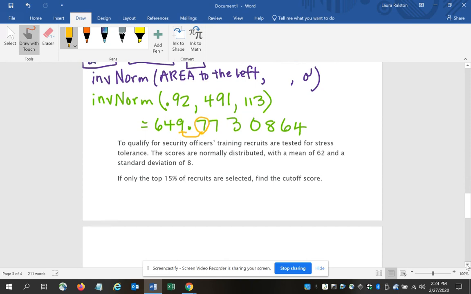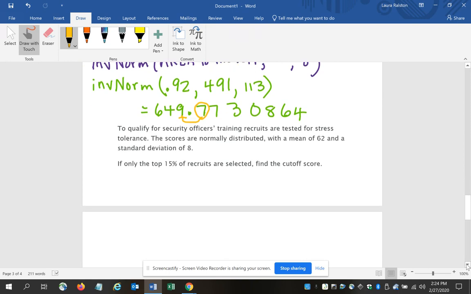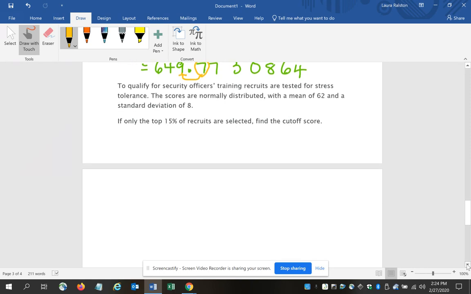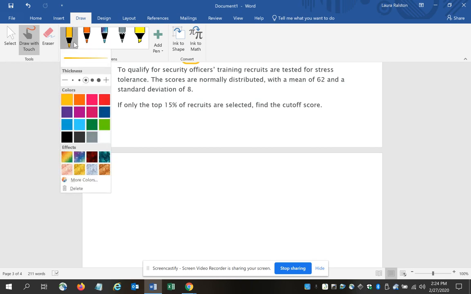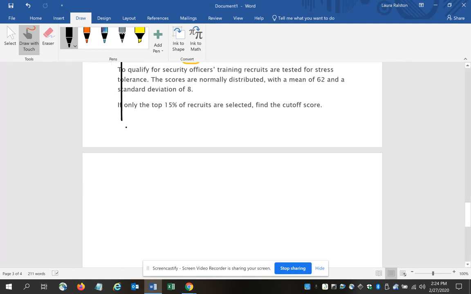Okay, one more. To qualify for security officers training, recruits are tested for stress tolerance. The scores are normally achieved with a mean of 62 and standard deviation of 8. If only the top 15% recruits are selected, find the cutoff score. So initially we know that it is a normal distribution, because it tells us that in the story. So we know that variable x is approximately normal with a mean of 62 and a standard deviation of 8.